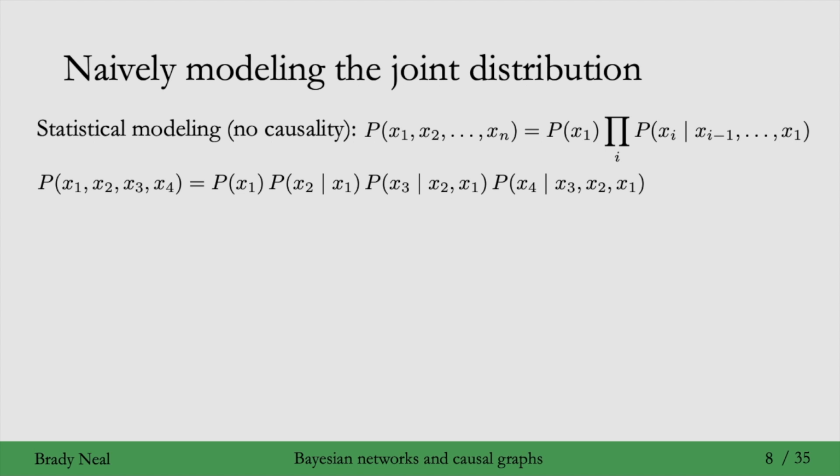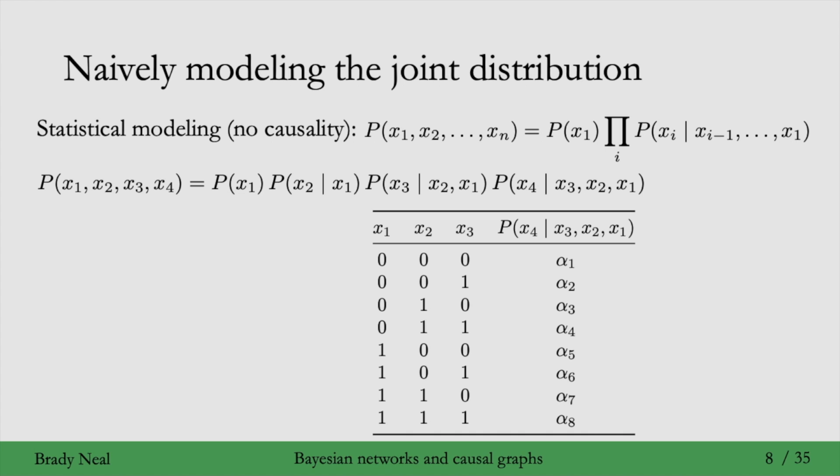And if all of these variables are binary, say, this isn't important for the argument, but let's just take them to be binary, then we can write a model for P of x4 given x3, x2, and x1 using this table. Okay, so to model this factor, we have to learn each of these parameters, these alpha 1 through alpha 8. And that's because there's 3 different variables that we're conditioning on, each of which can take on 2 possible values. So we end up with 2 to the 3 parameters. For general n, we end up with 2 to the n minus 1 parameters for the largest factor, for the factor that we're conditioning on everything before it.